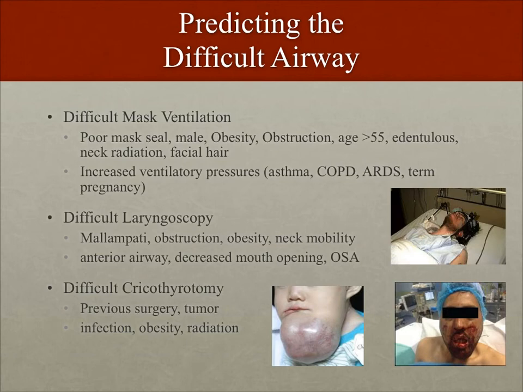Ventilation is also challenging in the presence of increased ventilatory pressures that can be found with asthma, COPD, ARDS, and term pregnancy. Difficult laryngoscopy is found with patients who have a higher Mallampati score, obstructions, obesity, decreased neck mobility, decreased mouth opening, and sleep apnea. We also see it when the patient has an anterior airway, which is often predicted by measuring a short thyromental distance. If a patient is unable to be ventilated or intubated, then a surgical airway must be performed.